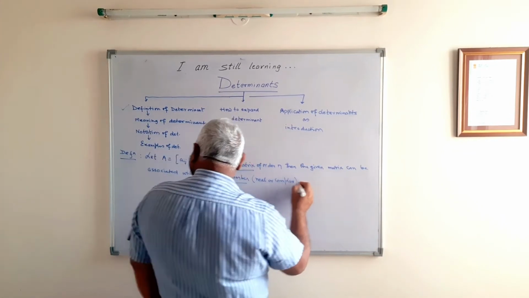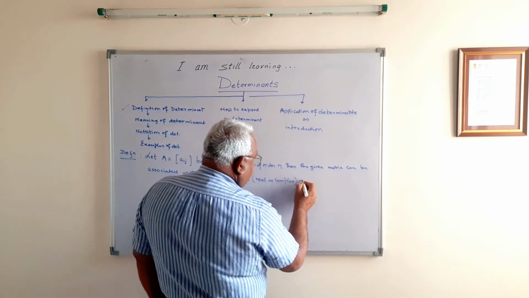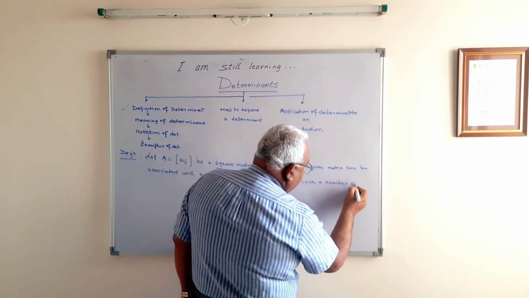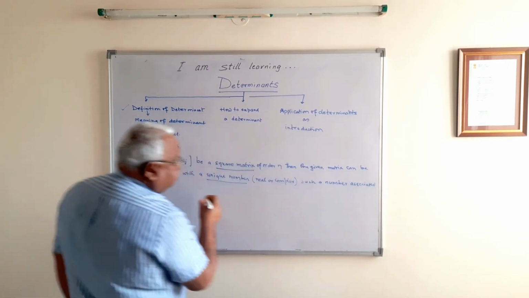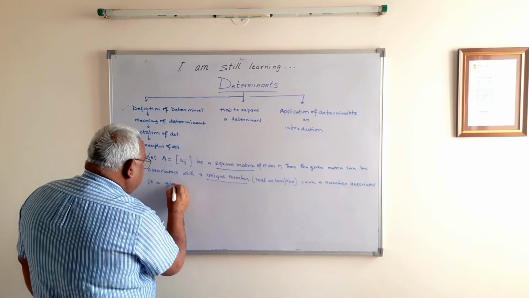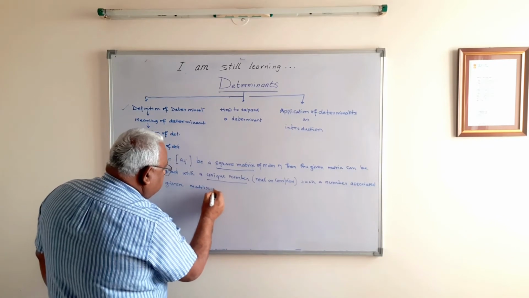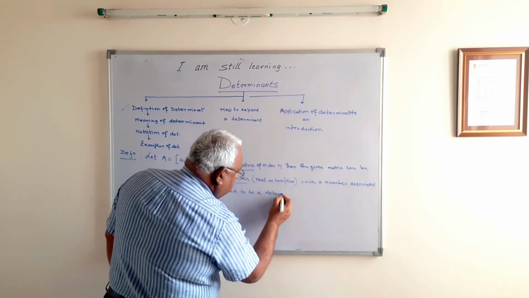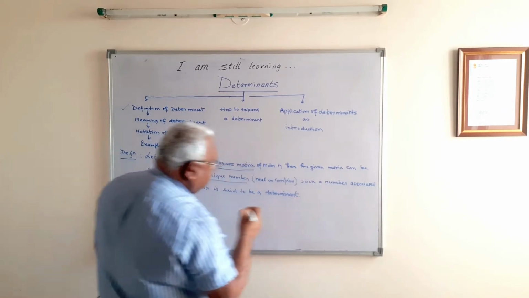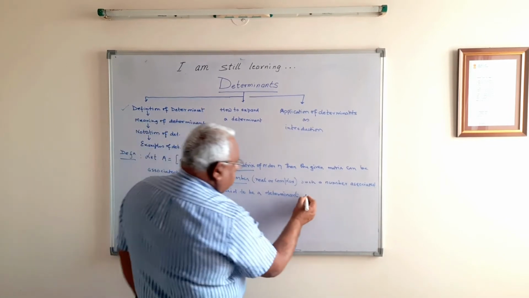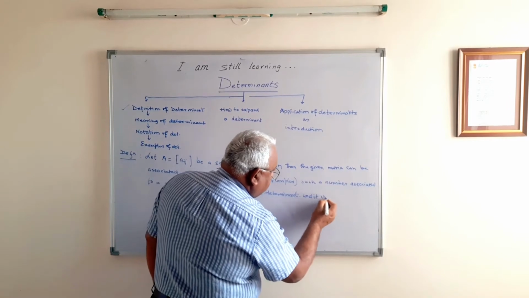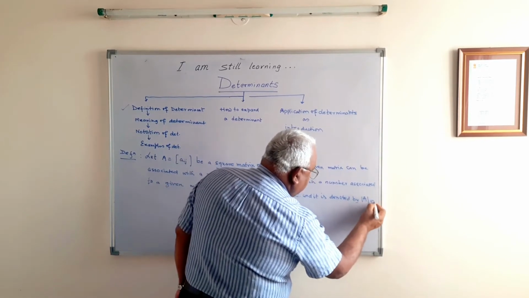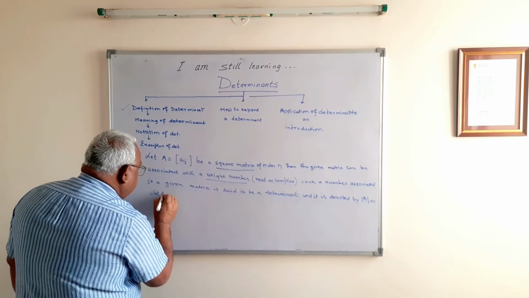Then such a number associated to a given matrix is said to be a determinant, and it is denoted by this symbol or determinant of A.